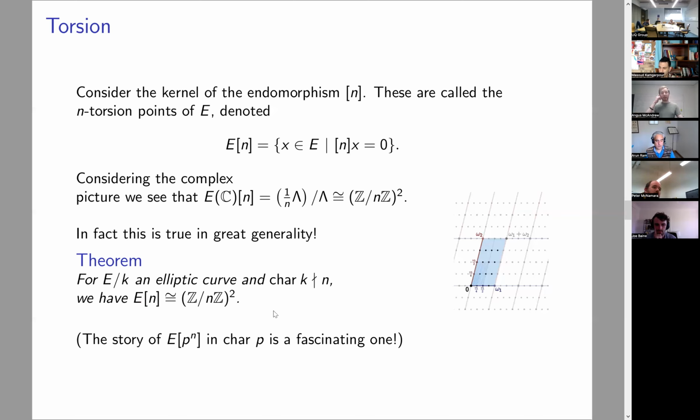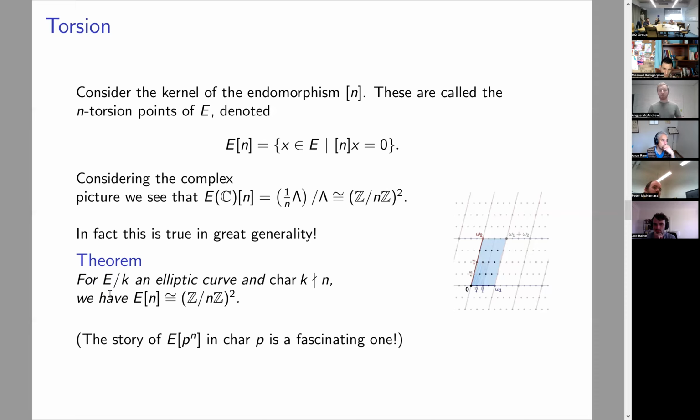Now, you do have to be careful if n is divisible by p. For instance, if you want to calculate the p to the n torsion, that is a, frankly, beautiful story. It gets into all sorts of things, p-divisible groups, formal groups, p-adic Hodge theory is in this direction. Lots of fun stuff, but far beyond what we want to talk about.